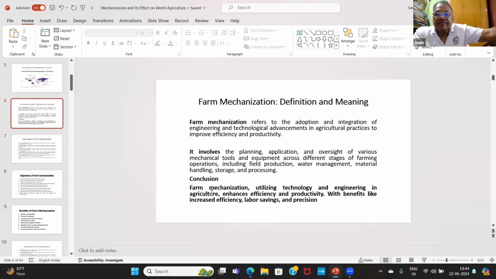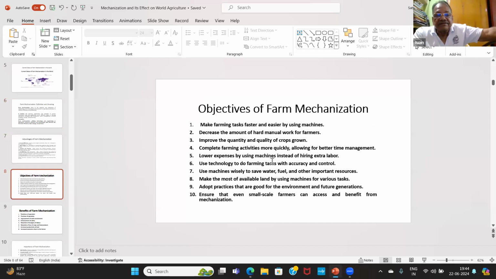Next is objectives. These are all things you know. We'll not devote more time to this. Last point, ensure that even small-scale farmers can access and benefit from mechanization.